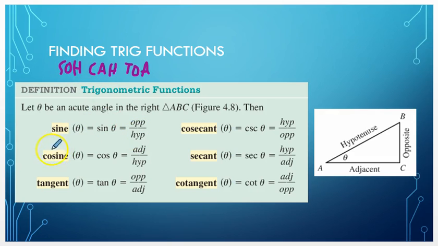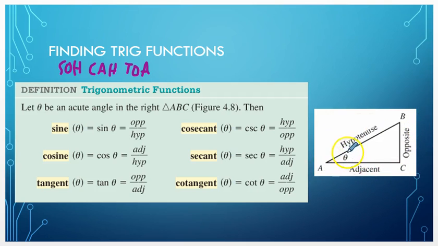And then we have ka for CAH, that's cosine. So cosine of theta is equal to the adjacent side over the hypotenuse. And the last part is the toa, and that's for tangent of theta, being the opposite side of the triangle over the adjacent side of the triangle. So the opposite, adjacent, and hypotenuse are all different based on which angle of the triangle you're looking at.